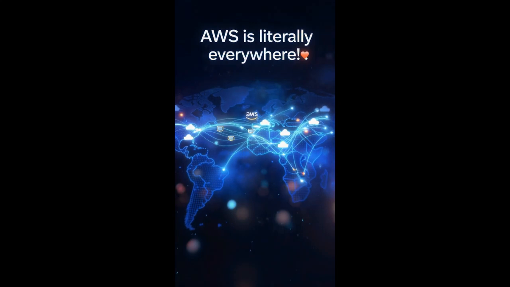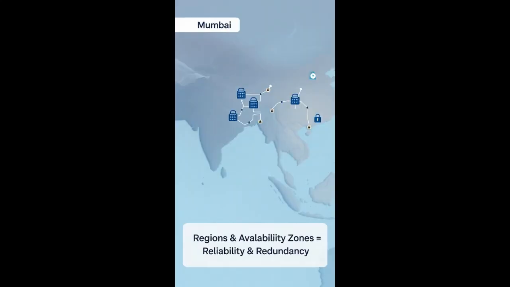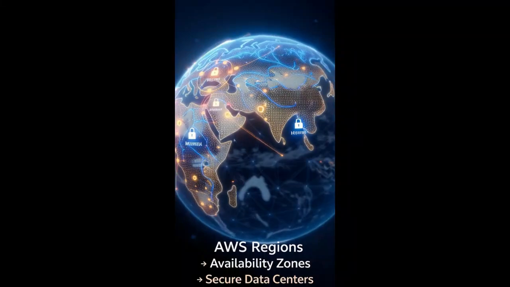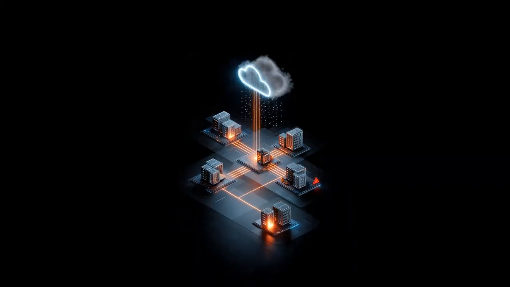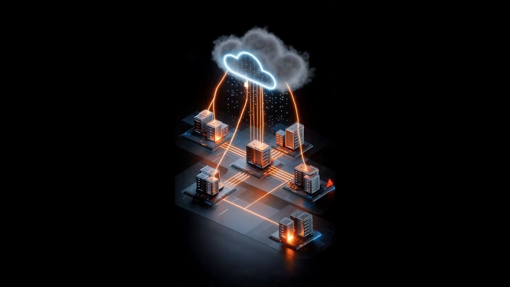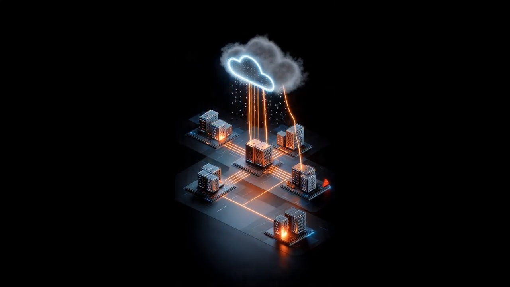AWS is literally everywhere. It's divided into regions like Mumbai, Frankfurt or Virginia. And each region has multiple availability zones, which are basically secure data centers. This setup helps AWS stay reliable. Even if one data center goes down, your app can still run from another. So, when you choose a region in AWS, you are actually choosing where your data lives.